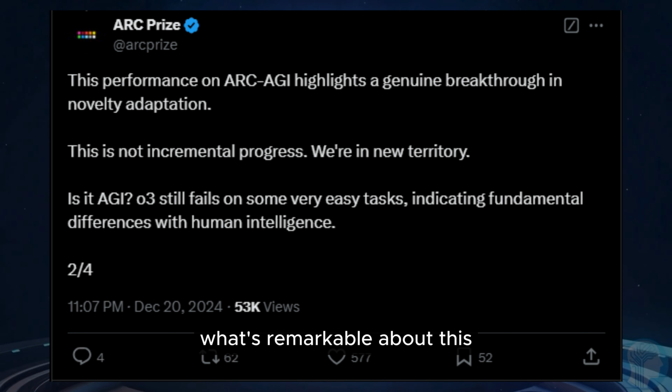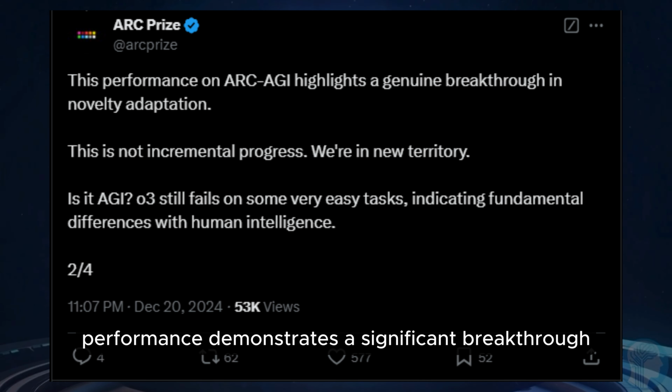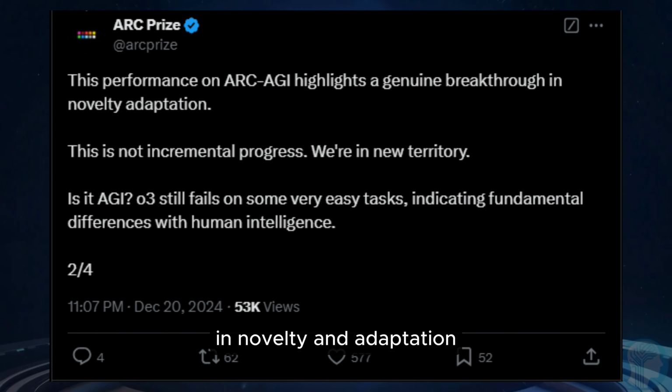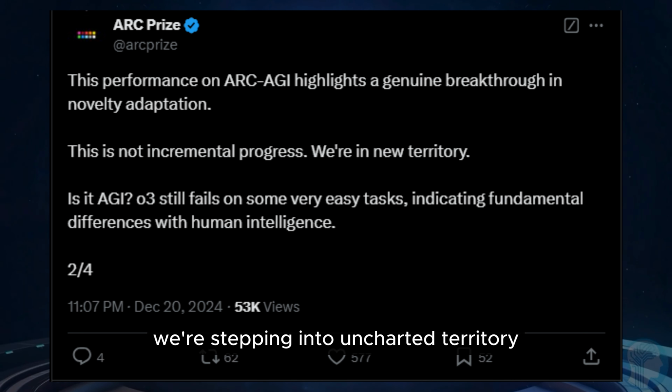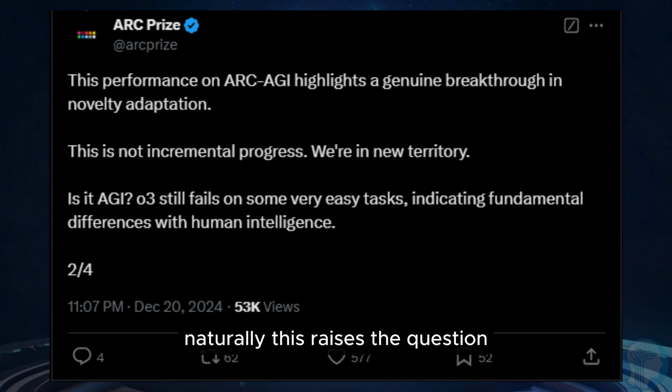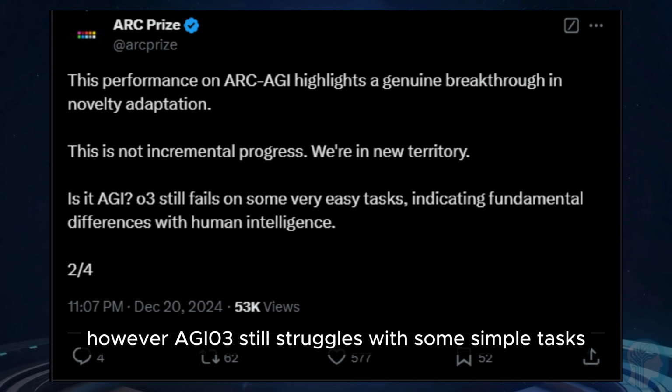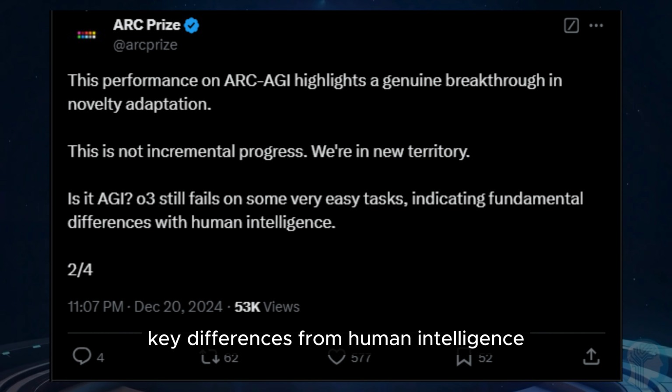What's remarkable about this is that the creators of the ARC-AGI benchmark have stated that its performance demonstrates a significant breakthrough in novelty and adaptation. This isn't just incremental progress. We're stepping into uncharted territory. Naturally, this raises the question, is this AGI? However, O3 still struggles with some simple tasks, which highlights key differences from human intelligence.